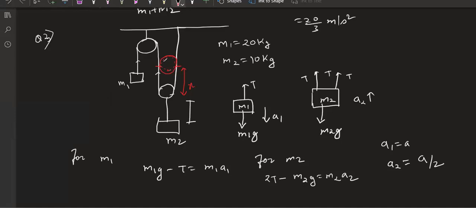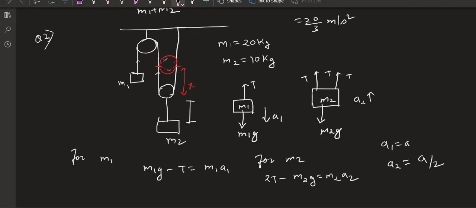Now, tell me, how much string will unfold? What would be the length of string that will unfold if the pulley is moving up by x distance? Just think about this. 2x, agree? Everyone agree? Now if this will unfold, then obviously the length of y is constant now.